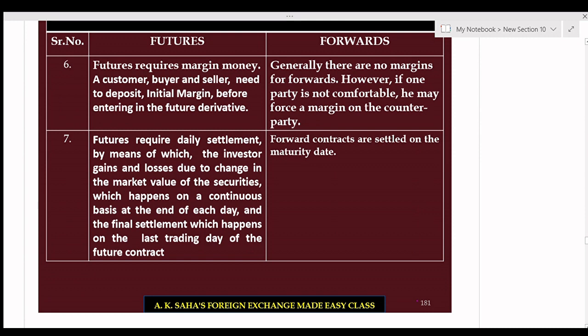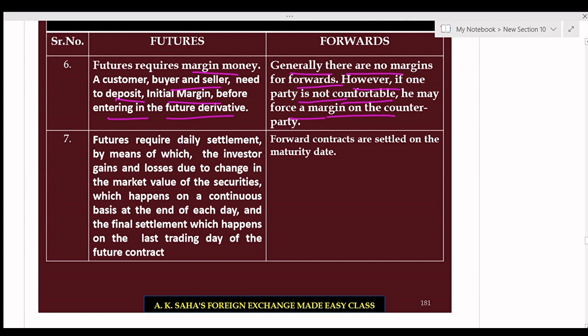Next, futures require margin money. A customer, buyer and seller need to deposit an initial margin before entering into the futures contract or derivative. Generally, there are no margins for forwards. However, if one party is not comfortable, he may force a margin on the counterparty.